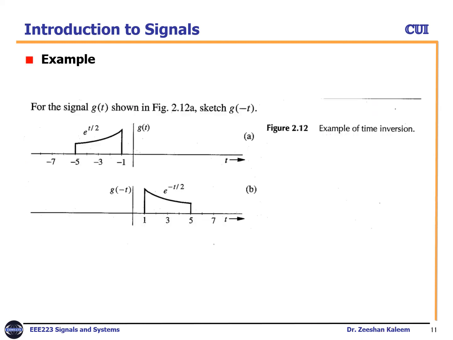The other example, just to show the concept: for example, the signal g(t) shown in figure 2.1, this one, right? Sketch g(-t). What you need to do is, you don't need to change the amplitude of the vertical part, you just need a mirror image. So -5 will move to 5 and -1 will move to 1, right? So just pick from here and rotate. You just pick this point and move it to the other point. So -1 will be moved to 1 and -5 will be moved to 5. So this is the example of time inversion.